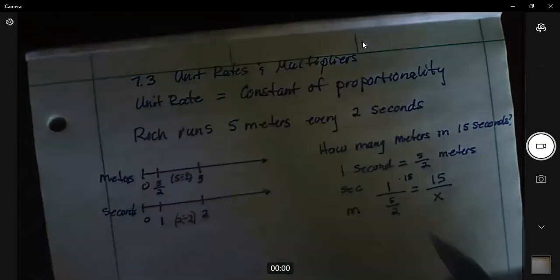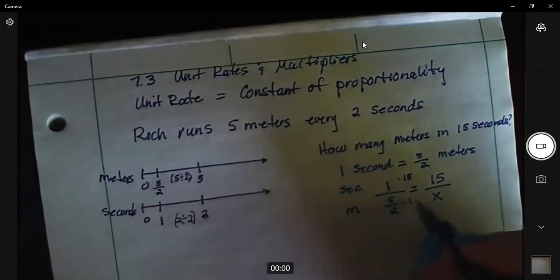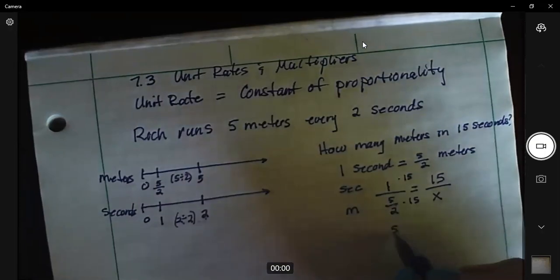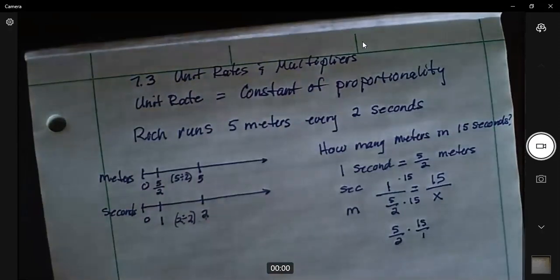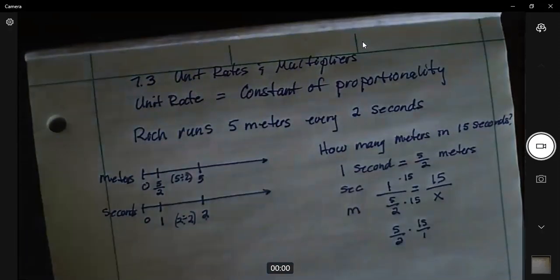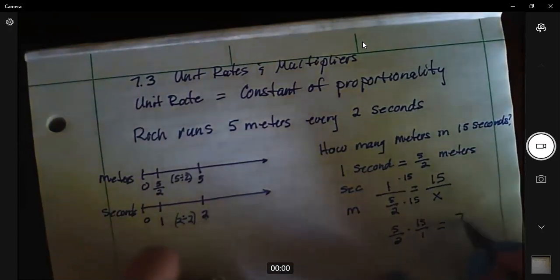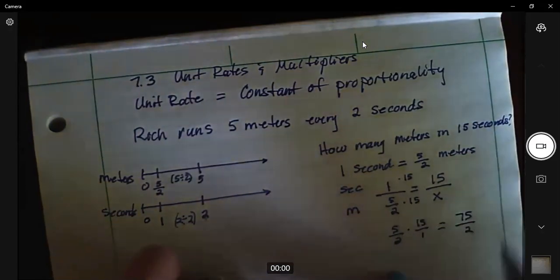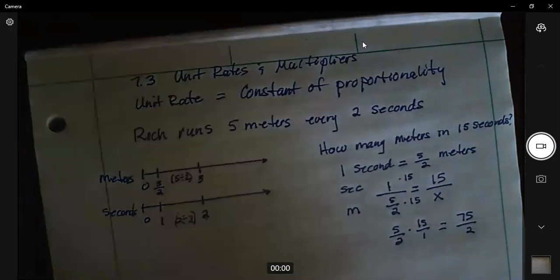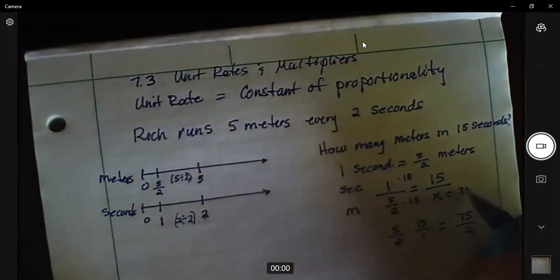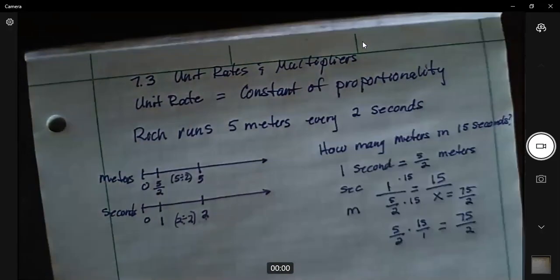So then what I need to do here is multiply this times 15. So I'm going to take 5/2 times 15. And I always have my students just put that whole number over 1. You don't have to. And then you multiply straight across. So that's going to be 5 times 15 is 75 over 2 times 1 is 2. So X is equal here to 75 over 2 meters.